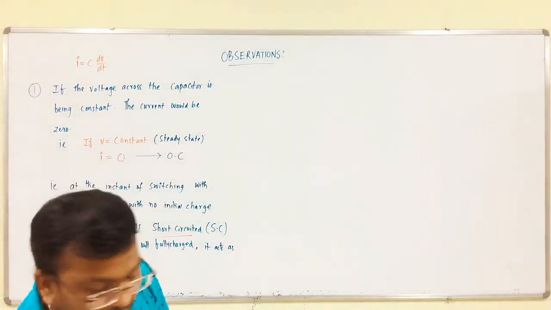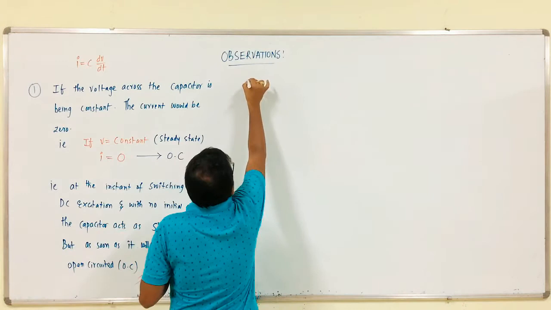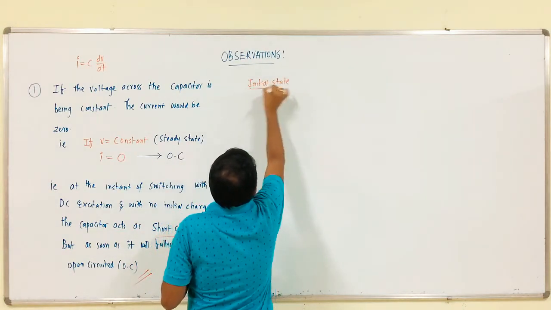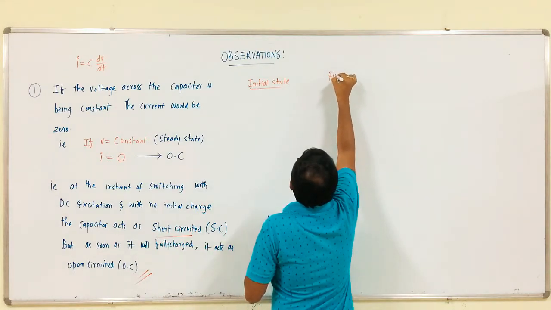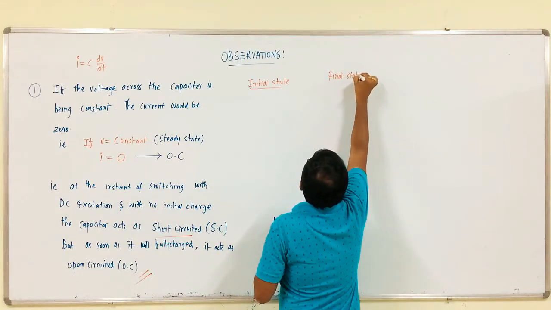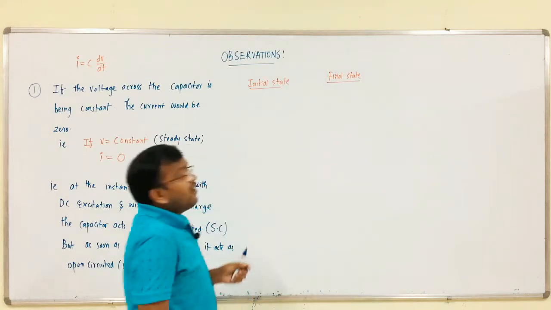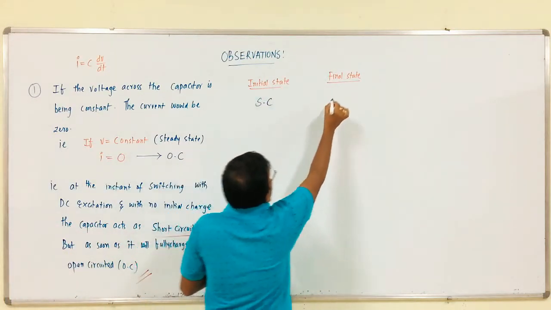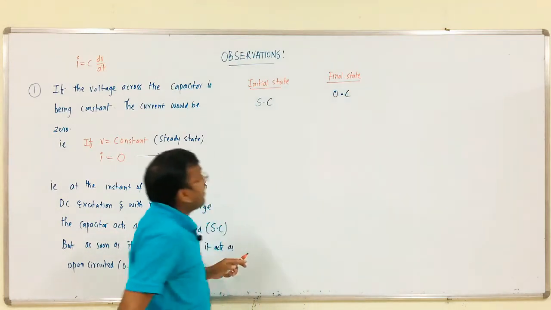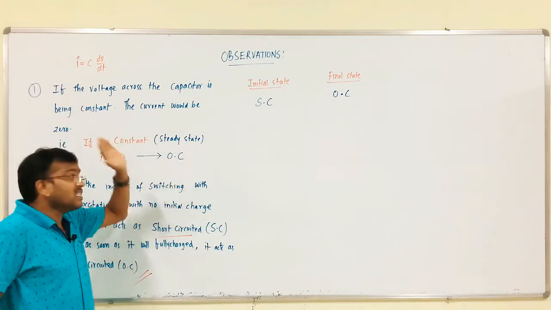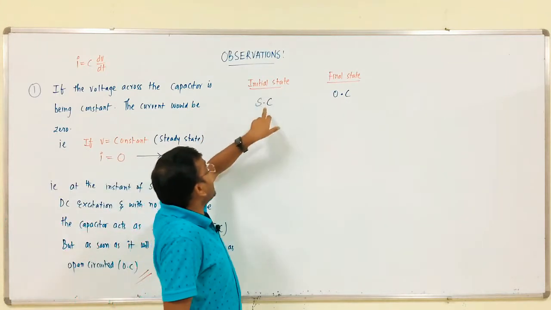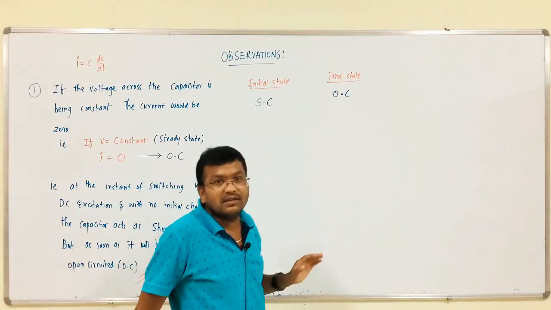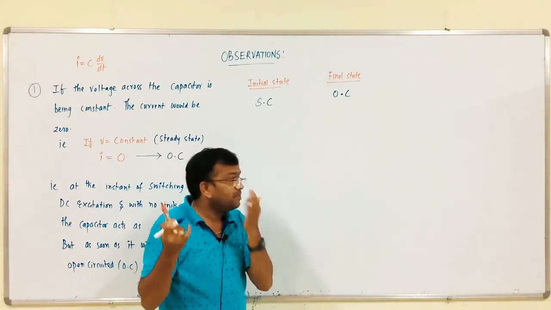So, what is the key point here? Initial state, final state, that is steady state. In the initial state it acts as short circuited. In the final state it acts as open circuited. In case of inductance, in initial state it acts as open circuited, in final state it acts as short circuited, right. Just interchange, that is it.